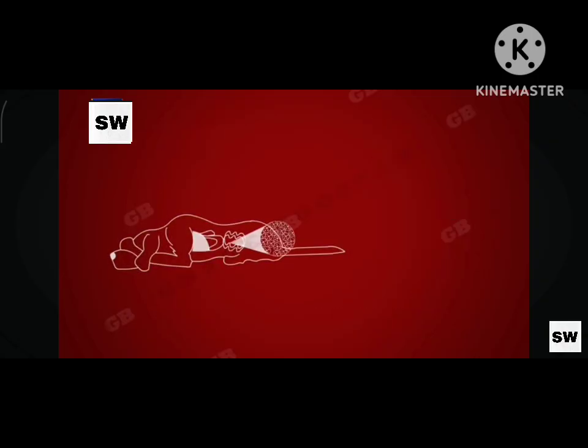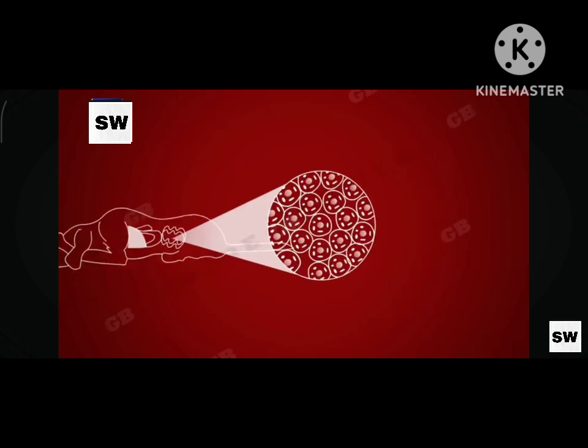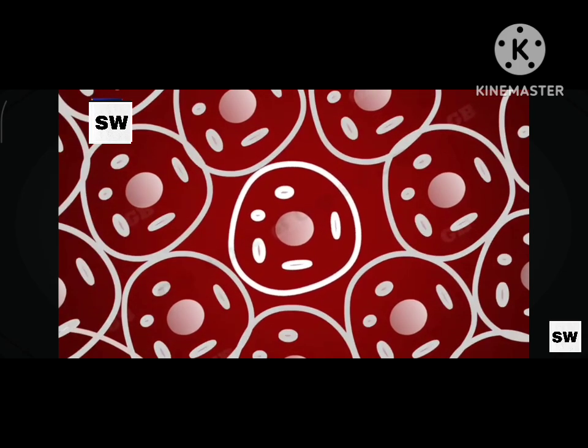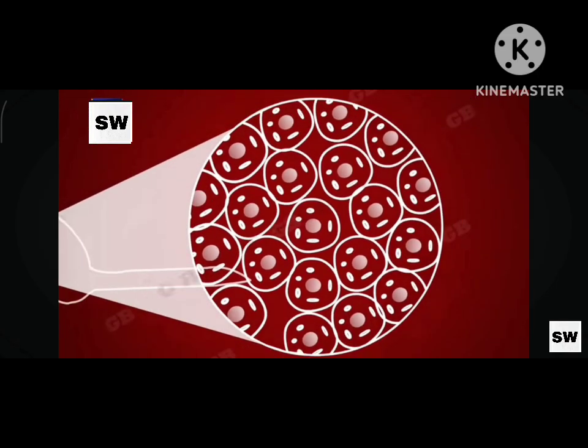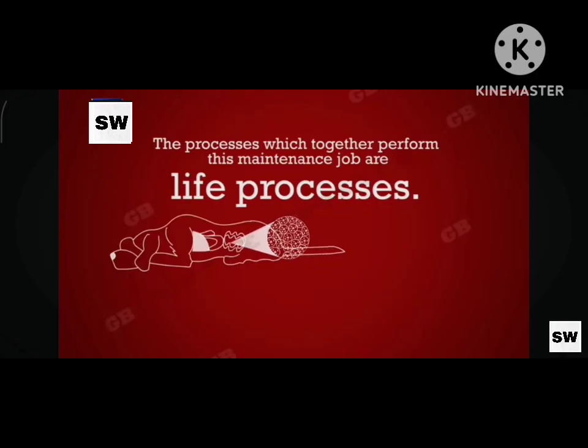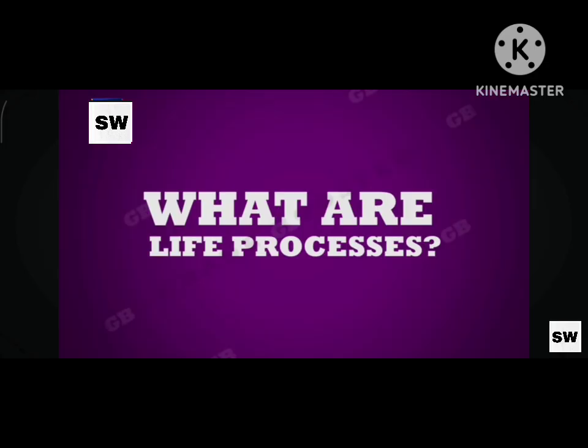We all know that living things are made up of organs, which are made up of tissues, and finally cells. Cells are made up of molecules. In a living cell, there is a continuous movement of molecules. These movements are essential for repair and maintenance processes. These repair and maintenance processes are called life processes. Now let us see, what are life processes?